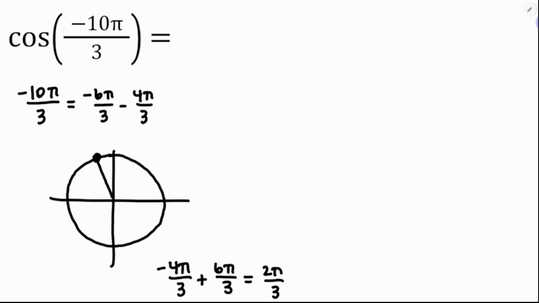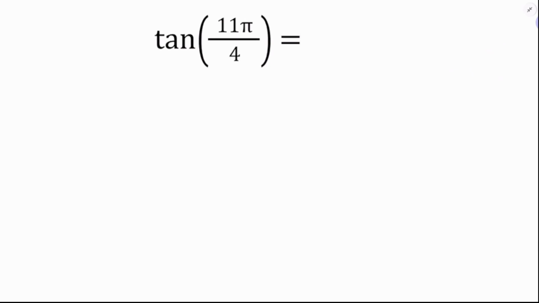Draw myself a reference triangle. This will be negative 1/2, root 3 over 2, and positive 1. Cosine is adjacent over hypotenuse, so negative half divided by 1. So it's negative 1 over 2.